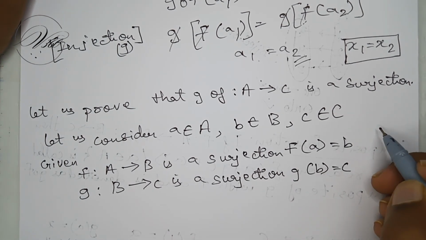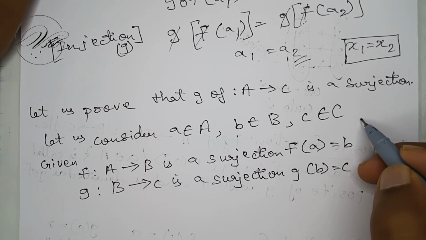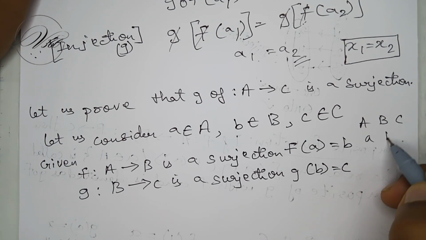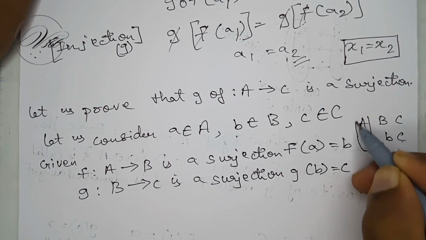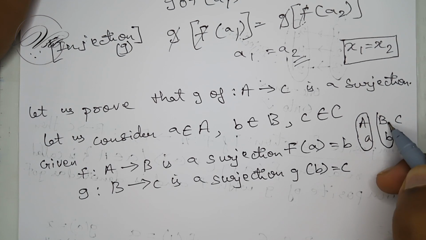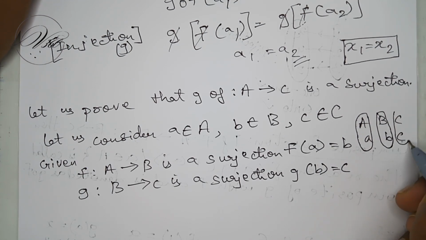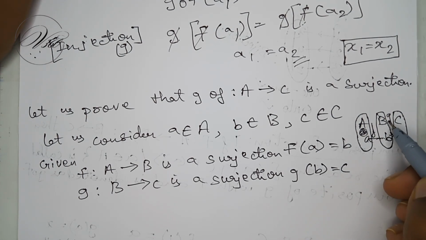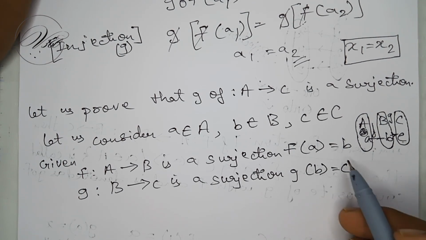I will write here in the diagrammatical form so that you can understand. A, B and C. Here A, B, C. I think it will be tidy, but I will explain. Here one arrow mark, this image is for this, and this image is for this. Here F and here G. So we can write like this.